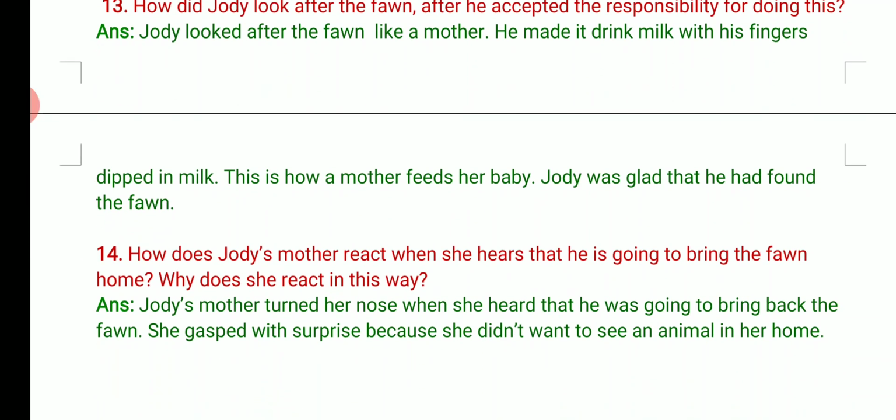How does Jody's mother react when she hears that he is going to bring the fawn home? Why does she react in this way? Jody's mother turned her nose when she heard that he was going to bring the fawn. She gasped with surprise because she did not want to see an animal in her home.